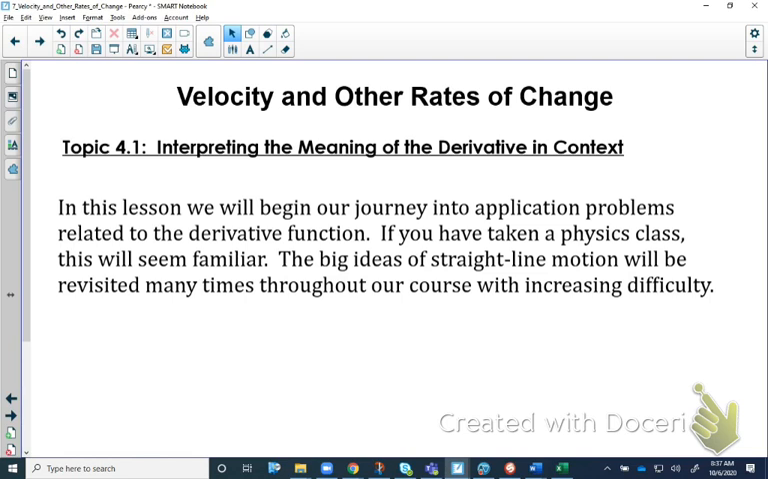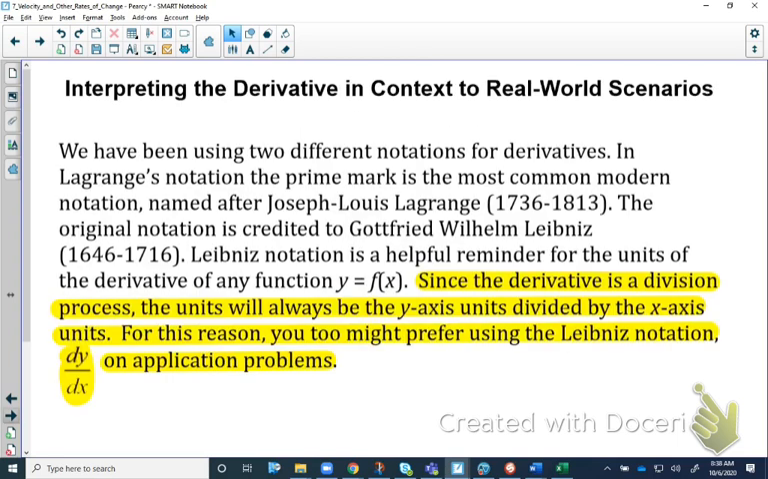Here, what it's telling you in the lesson, we're going to be talking about how position, velocity, and acceleration are related to each other in context of a derivative. If you've taken a physics class, then the things that we're going to be looking at here ideally are going to be familiar to you. This paragraph is really just talking about the way the derivative is notated in calculus.